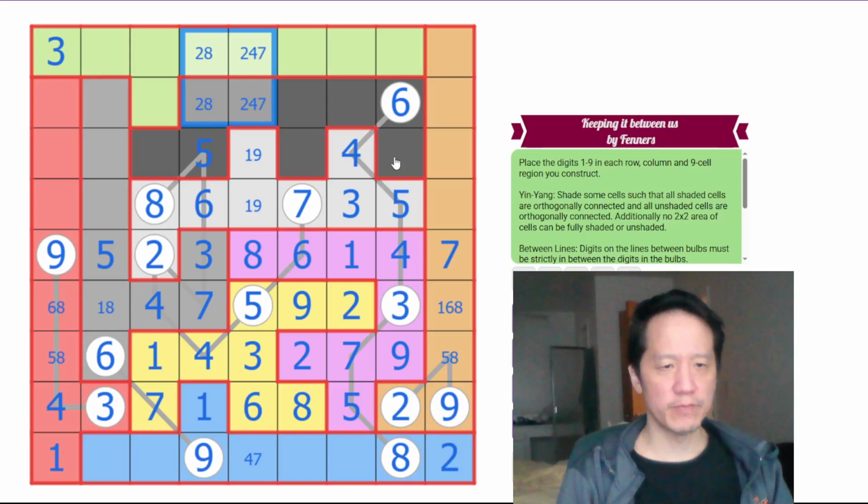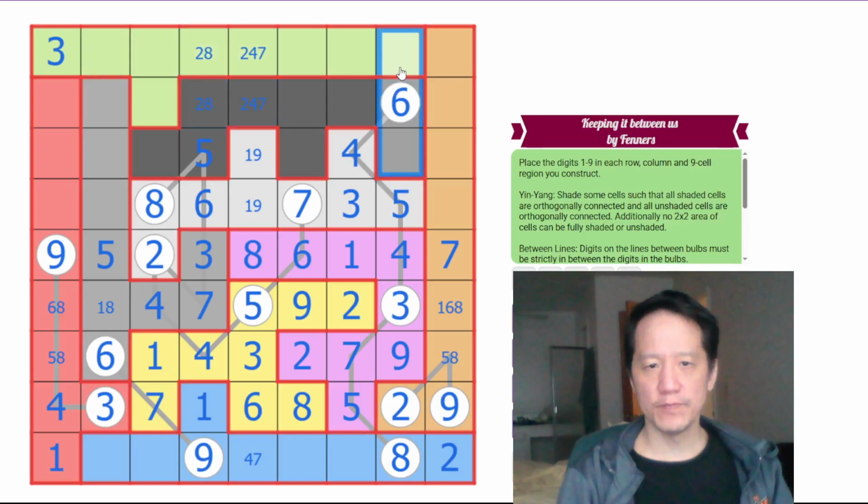Let's not go that path. What are the remaining digits in column 8? They are 1 and 7. So this could be 1 or 7. This could be 1 or 7. That's fine. The remaining digits in column 7 are 6, 8, and 9. This cannot be 8 or 9 here, so this must be 6, which makes this 8 or 9.